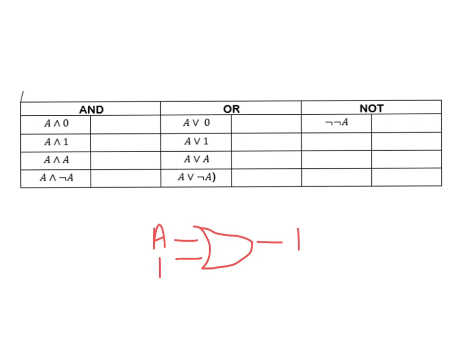Next one, what happens if we get A and A? Put the A's in there. Well, the answer is going to be, for an OR gate, whatever A is. If they're both 1, then the output's 1. If they're both 0, then the output's 0. Fairly simple, really. Right, last but not least, A or not A?